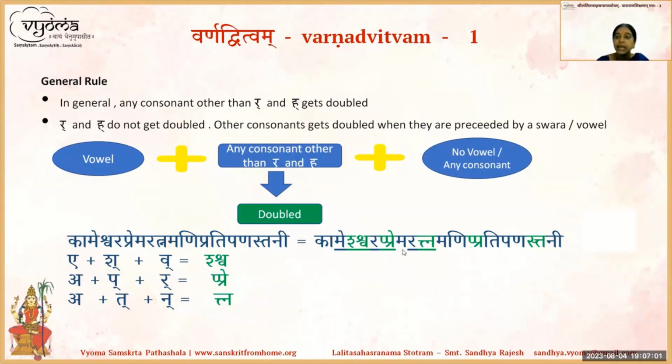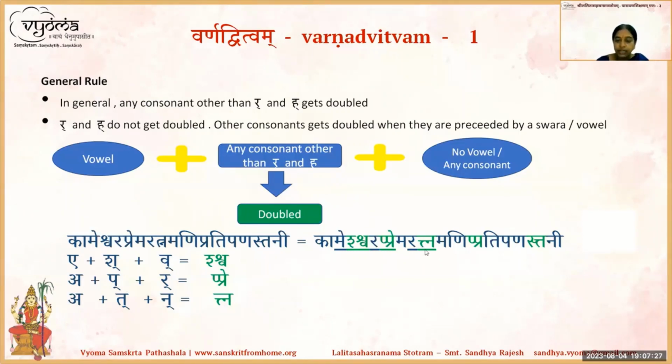Kameshwara Prema Ratna Prema. So here we have before Pa, if you look at this where I'm pointing, before Pa there is Ra, and in Ra plus A. So if we do a Varna Cheda here, there is a Swara, and then we have Pa, and then we have Ra. So A plus Pa plus Ra. So we have Pa getting doubled in this case.